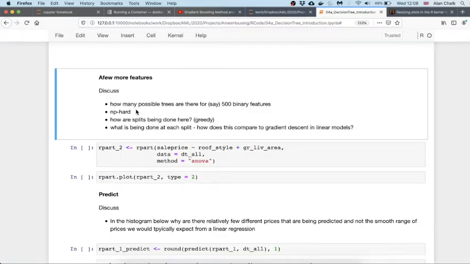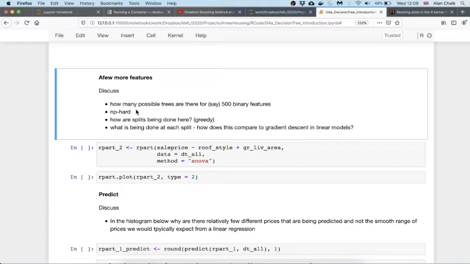Let's allow sale price to depend not just on the roof style, but also on the living area. We've got some discussion points here. How many possible trees are there for 500 binary features? I was a bit confused in the lectures by approaching this, trying to understand how many splits could be made at each level. First 500, then 499. You saw the answer there was 2 to the power of something, and you can arrive at that by thinking carefully as to how many possible combinations of leaves there can be at the bottom.